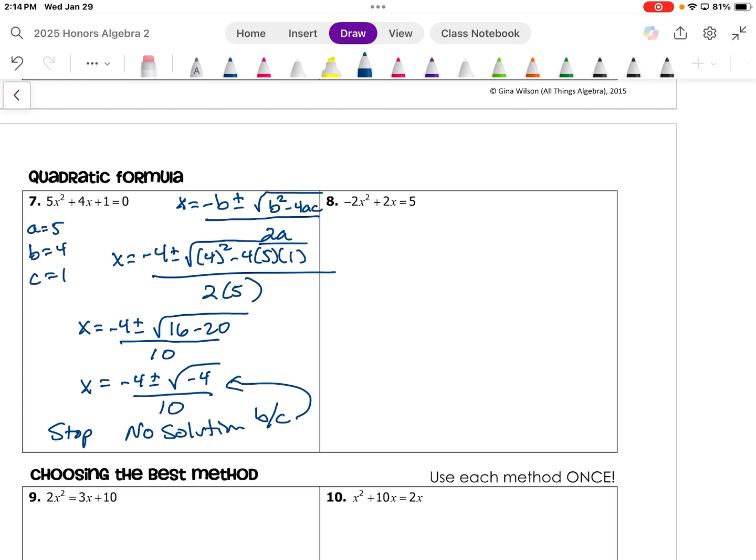Because of that negative right there. Okay? Because of that number being on the inside is negative, that's why I got to stop and say no solution. Did I reduce the 4 and the 10? No. All right, some of you were reducing those two things. You can only reduce if all the outside numbers have a common factor.